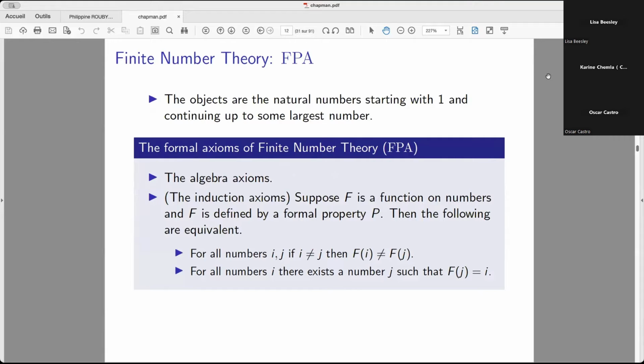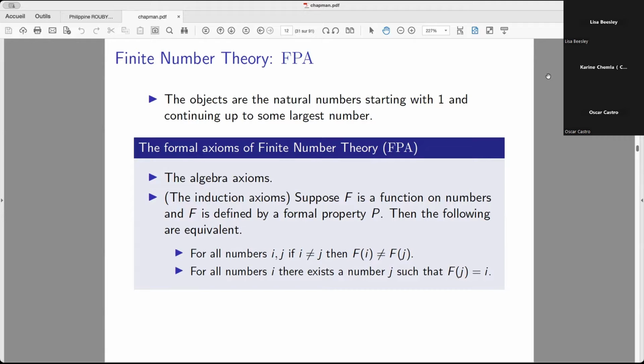The objects are the natural numbers starting with 1 up to some largest number that is not specified, like the physical universe, if it's finite. Okay, we have the algebra axioms, but I'm not doing arithmetic mod n. So plus and times are partial functions. And so you just write down the obvious axioms. What about the induction axiom? Well, there are two ways of doing it, and they're not known to be equivalent. So I'm going to choose a pigeonhole principle.